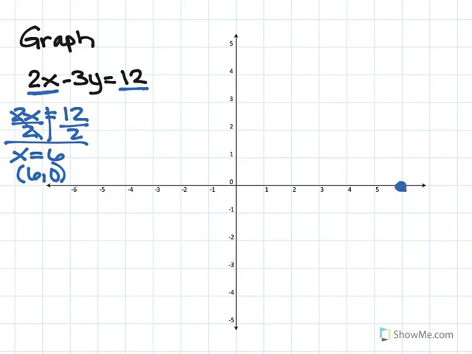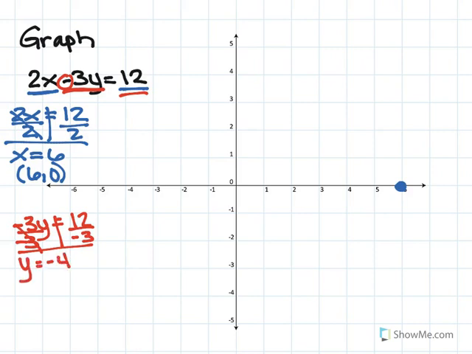Okay, to find the y-intercept, you're going to take negative 3y, because you keep that minus sign, equals 12. So we use the 12 again. We're going to divide by negative 3. 12 divided by negative 3 is negative 4. So your y-intercept would be negative 4.